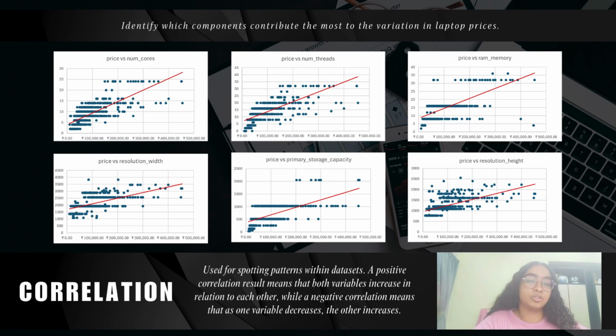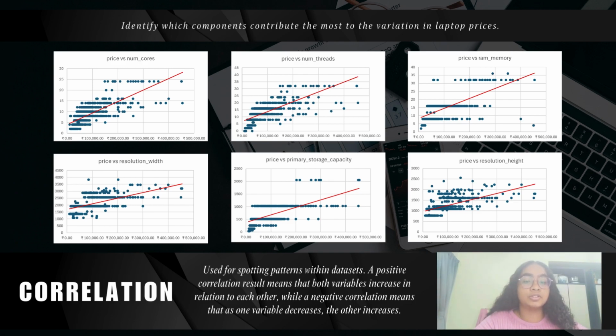Moreover, for the storage, we choose the primary storage capacity. The capacity of primary storage has a strong positive correlation with the price of 0.636. This suggests that laptops with a larger primary storage device are more expensive than the secondary storage drive.